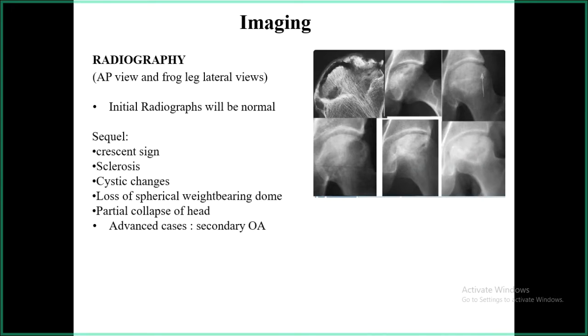Second is imaging. The investigation is radiography, the AP view as well as the frog leg lateral view. The initial radiograph will be normal in stage 1. The sequela shows the crescent sign in the weight bearing portion. Second is sclerosis, some cystic changes, loss of spherical weight bearing dome, partial collapse of the head, and in advanced cases it shows secondary osteoarthritis, in the femoral head as well as on the acetabular side.